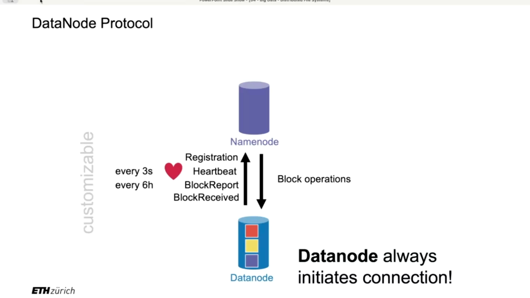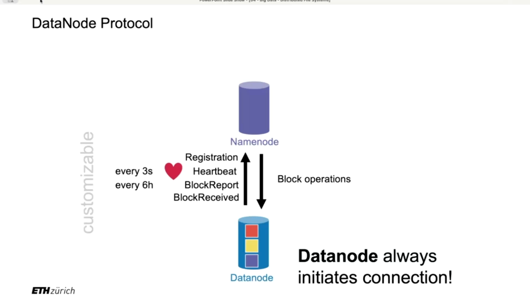But every couple of seconds, the data node contacts the name node and says, I'm here. I'm still here. I'm still here. Like a heartbeat every couple of seconds just to say, I'm still here. So that way, the name node will know if one of the data nodes has a problem or crashed. It will know within a couple of seconds.